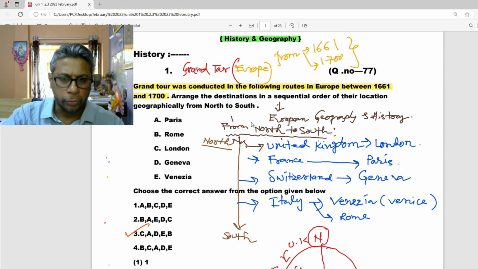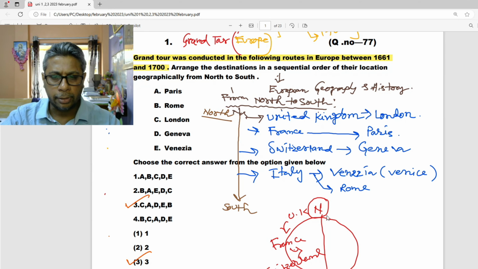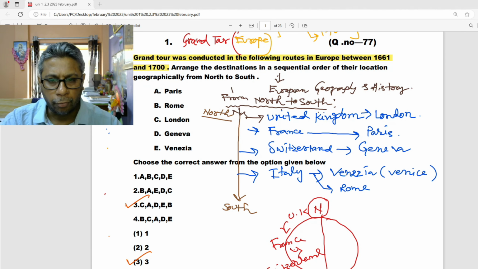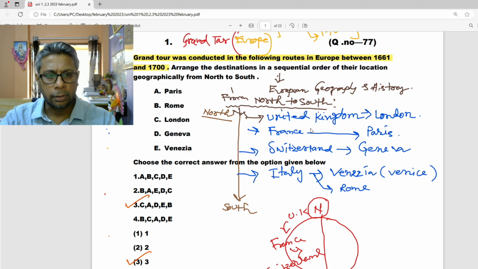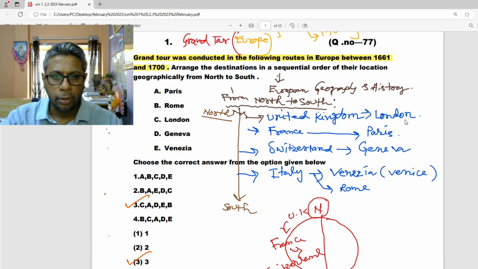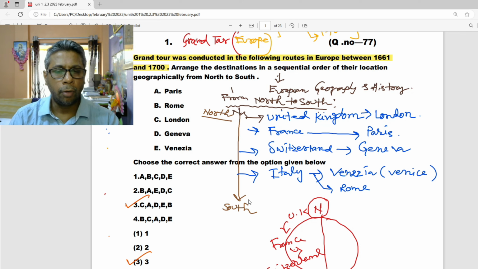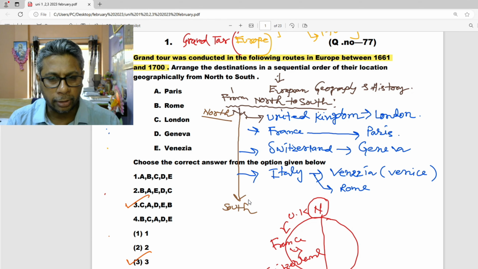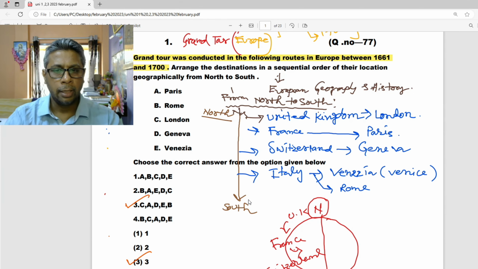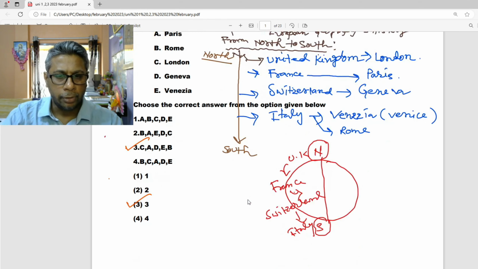In European geography from north to south, the United Kingdom is the extreme north, next France, third Switzerland, and finally Italy. So the correct sequence should be London, Paris, Geneva, Venezia meaning Venice, and Rome. The correct answer is CADEB. So world geography is a very important chapter we have to study, and that's why I give the analytical way of this answer.